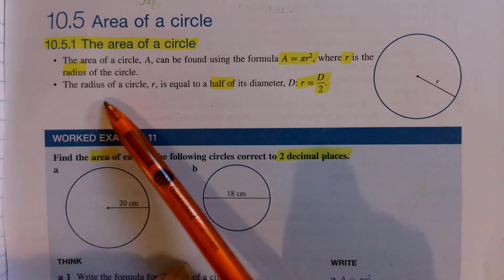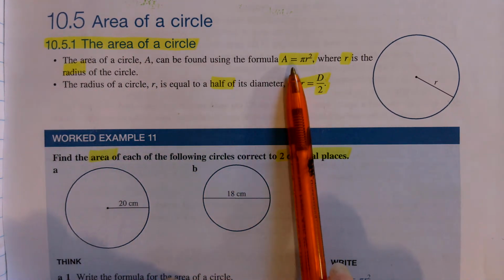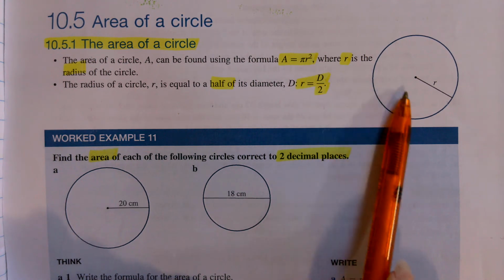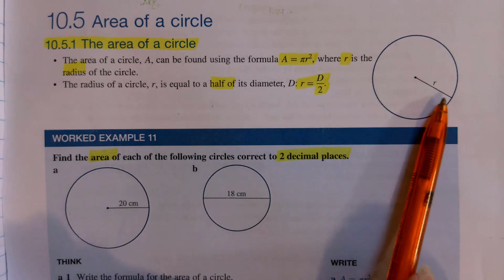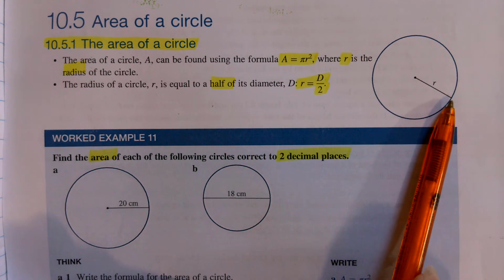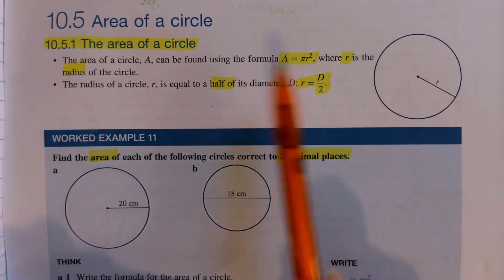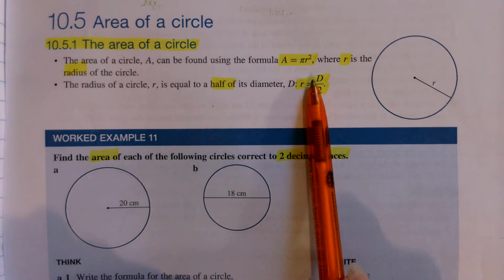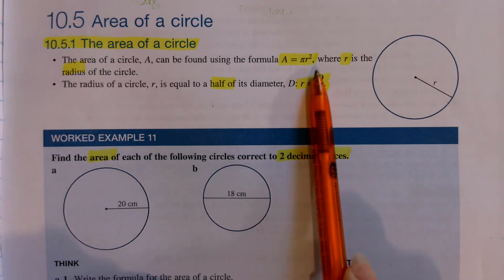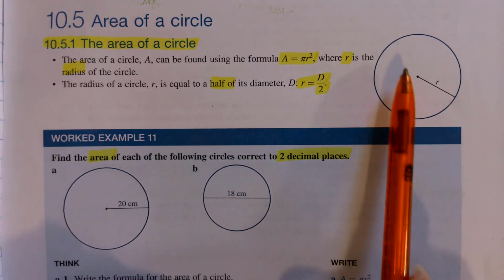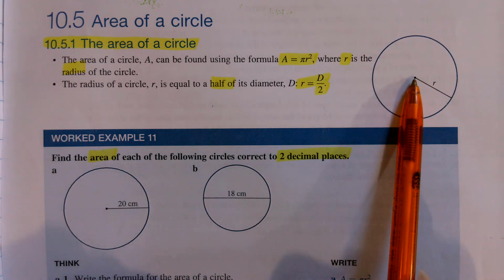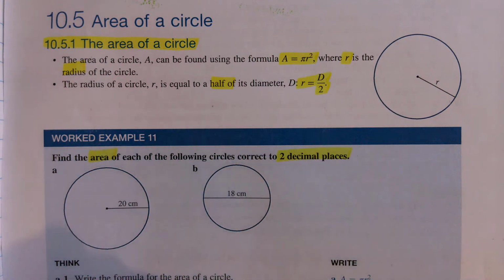So the area of a circle is found by the formula pi r squared. R, as we know already, is the radius from the centre out to the edge or circumference of the circle. And the radius is equal to half the diameter. So if you're given the diameter in any of your sums, you will need to halve it. Remember, the diameter goes from edge to edge and it goes through the centre. So copy down some work there to remind you.